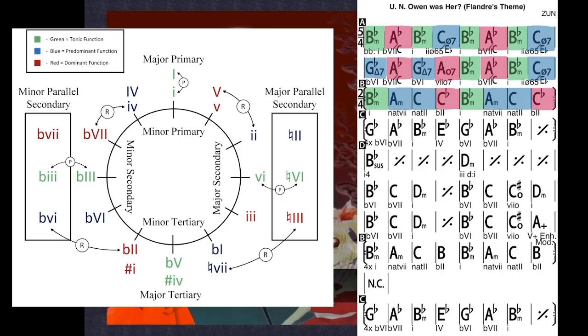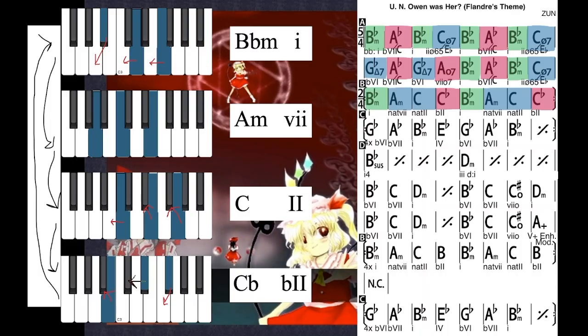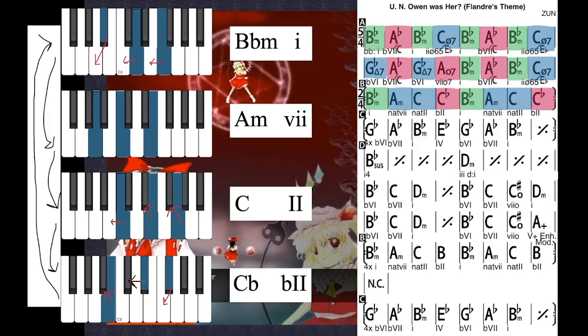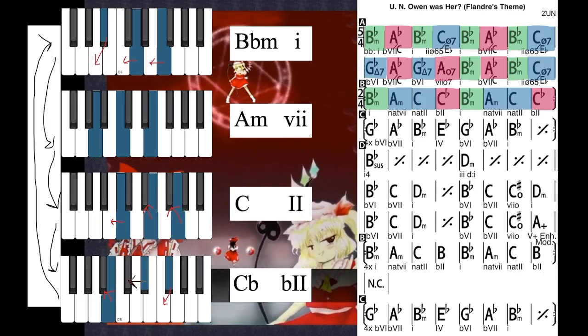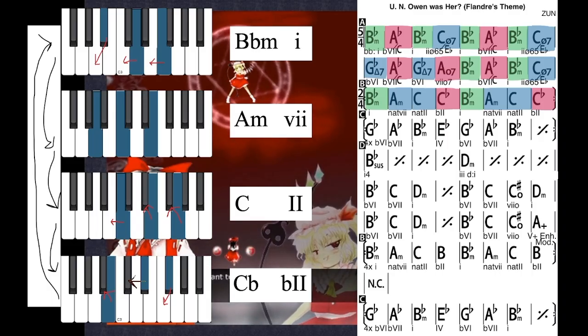So, what is creating all this incessant darkness? Well, take a look at these chords here. These are the chords that we're dealing with. We're dealing with minor 1, minor 7, minor, we're dealing with major 2 and major flat 2. So we have 2 minor chords and 2 major chords.